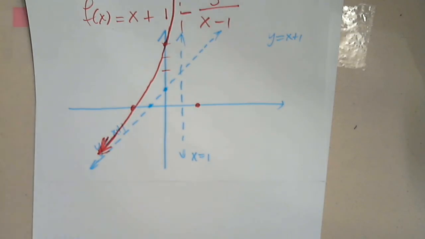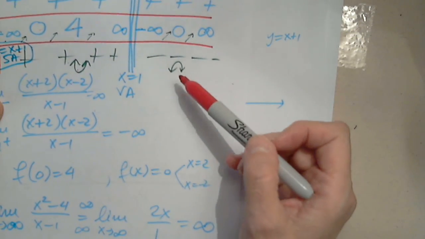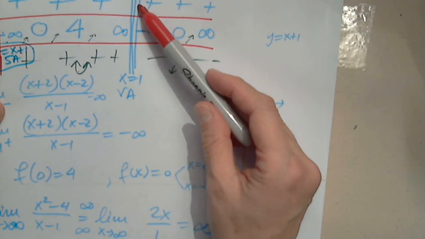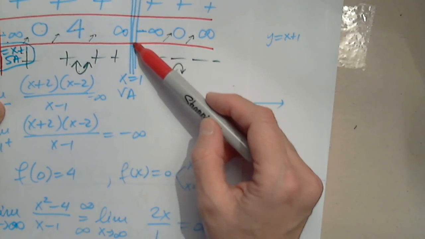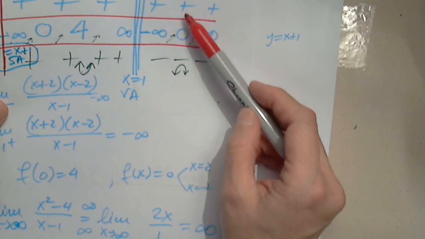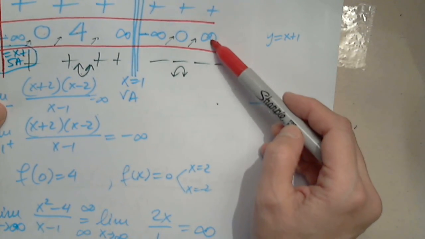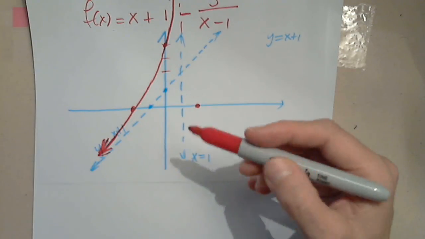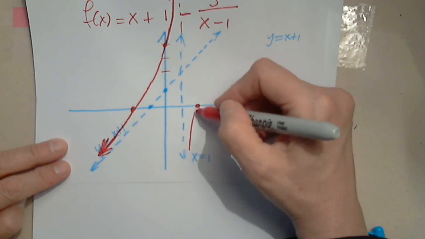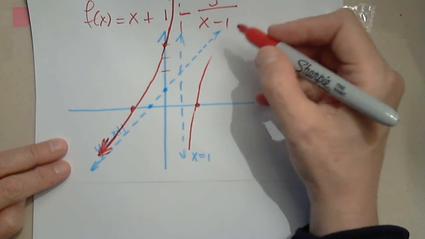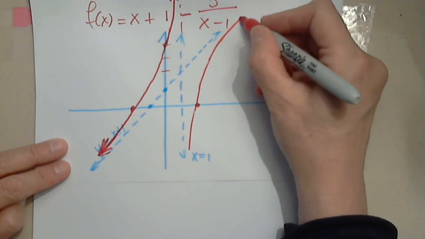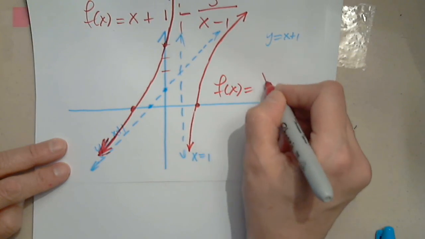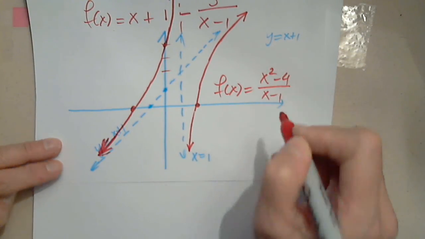On the other side, it's opening downward. It's coming from negative infinity on the left-hand side of the vertical asymptote, crossing at (2, 0), the x-axis, and going to infinity closer and closer to the slant asymptote. So this is the function (x squared minus 4) over (x minus 1).